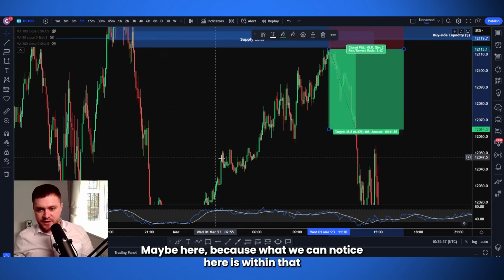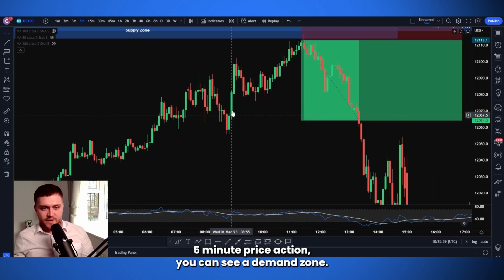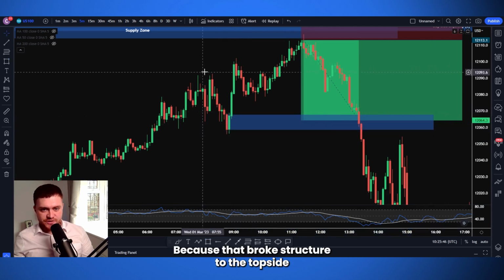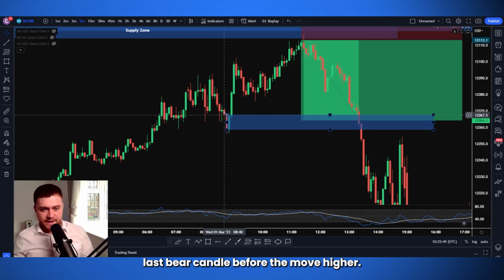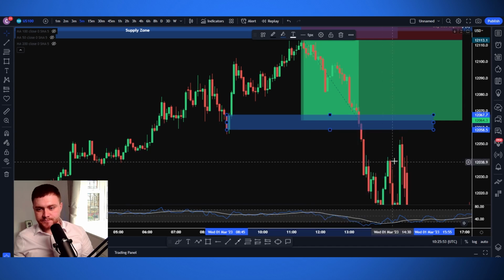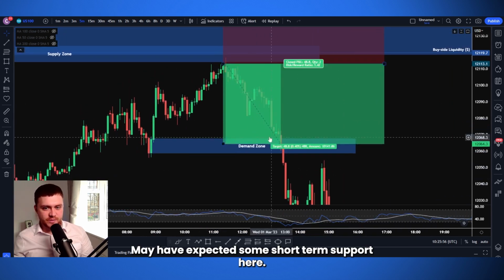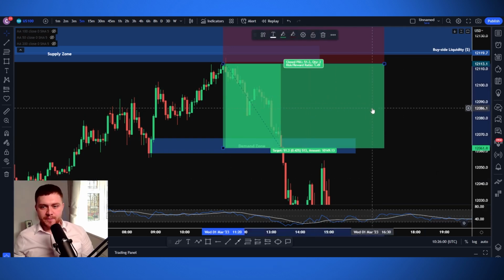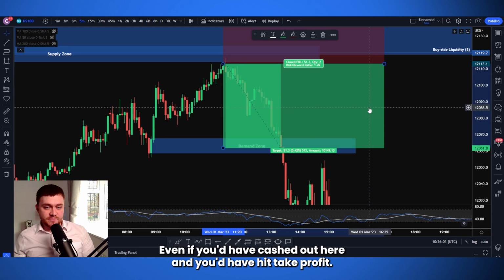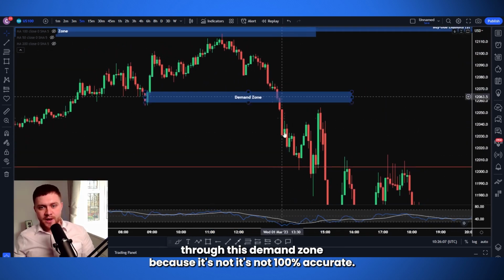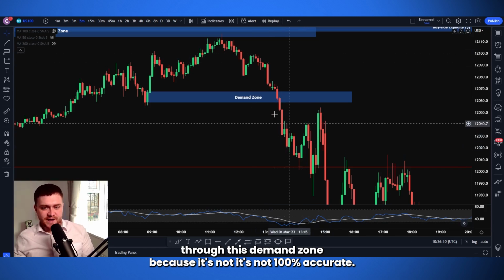Maybe here, because what we can notice here is within that 5 minute price action, you can see a demand zone. Because that broke structure to the top side, last bear candle before the move higher. This was a demand zone. May have expected some short-term support here. Still, 1.49 to 1, even if you'd have cashed out here and hit take profit. What happened is we actually smashed through this demand zone because it's not 100% accurate.